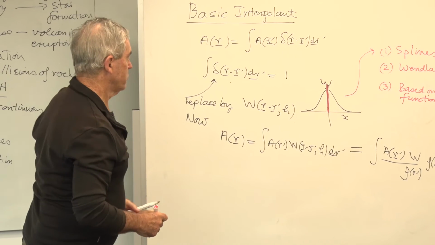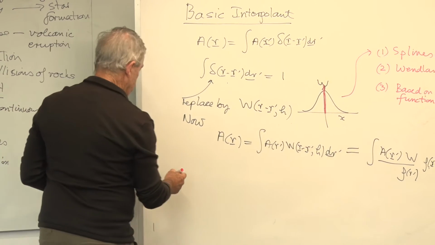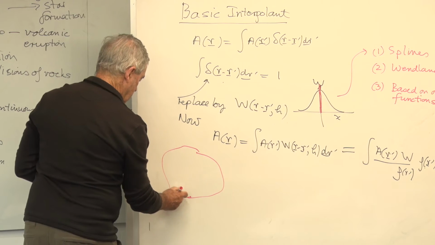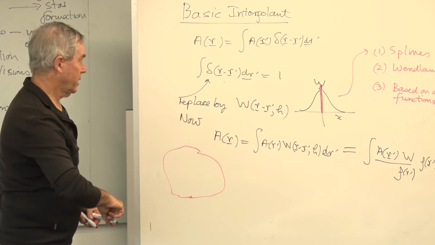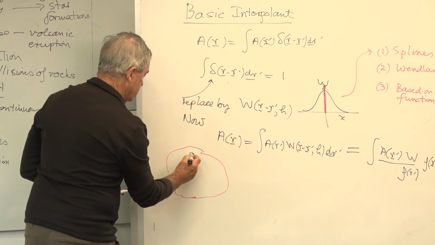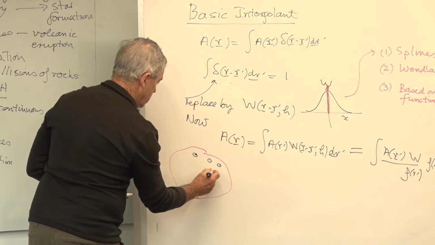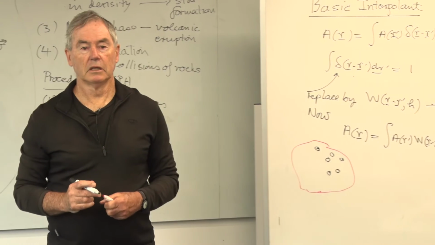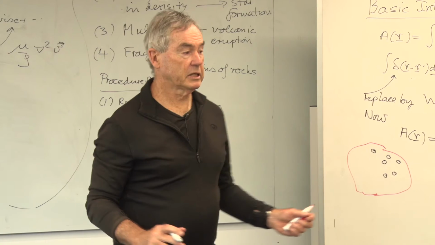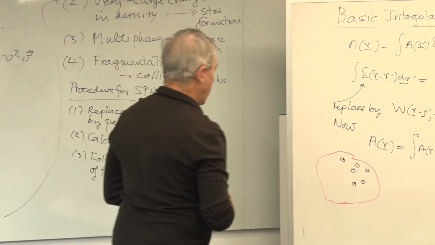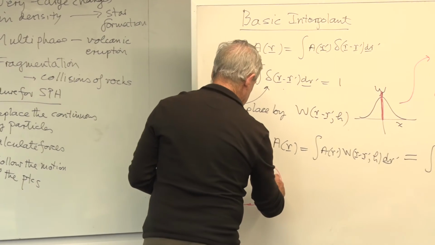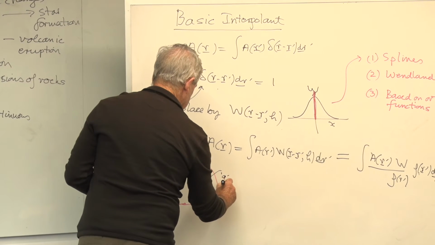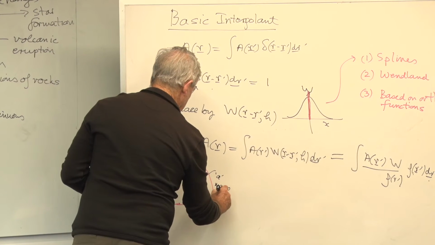So what we want to do is evaluate that for a fluid, and we're going to take the fluid, here it is, and replace the continuum by a set of particles. Here are a few of them, 6 actually. So the whole fluid is replaced by these particles, and each of them has a mass. So this is particle A and has mass m_a.